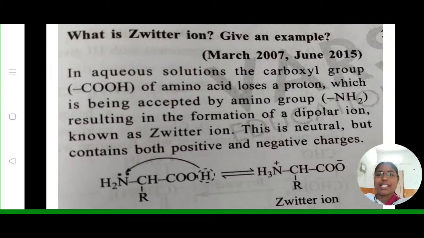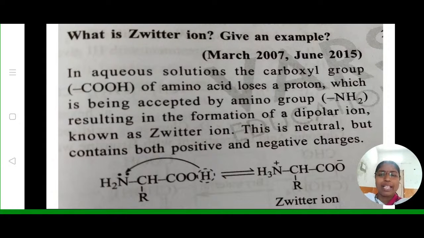For example, if you see the equation below, first there is an amino acid. In this amino acid, the NH2 amine group and the carboxylic COOH group are both present in the compound. So how is it called a Zwitterion? Here in the amine group, nitrogen is the central atom. It contains a lone pair of electrons in its valence shell.